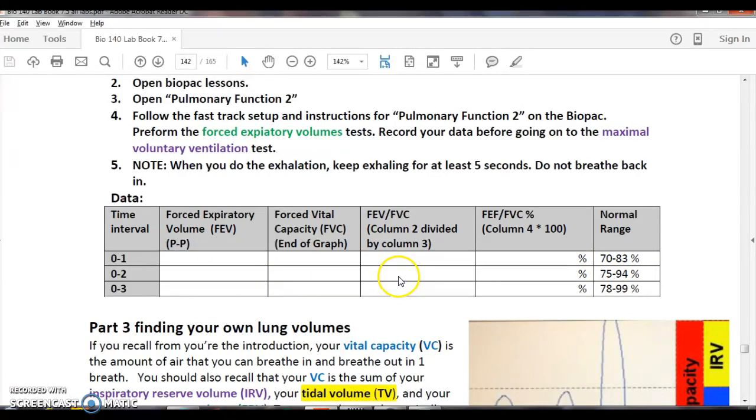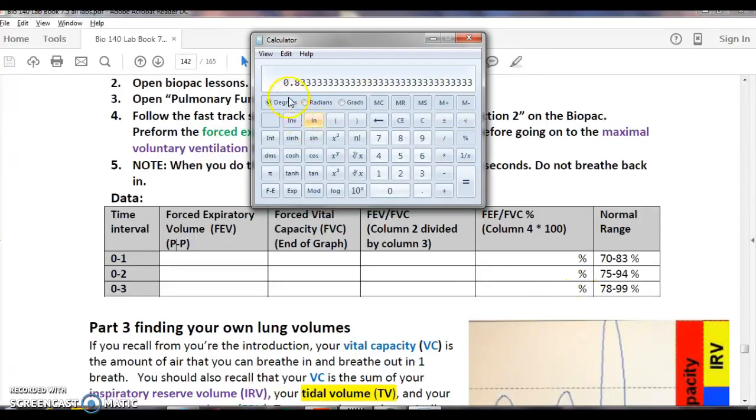Repeat it for 2 seconds. Repeat it for 3 seconds. And then you find the percent. So, my calculator is actually 0.83. Well, that's the ratio. Then I multiply by 100 to get 83%. And that is how you do part 2.